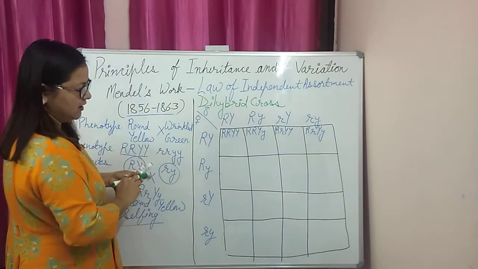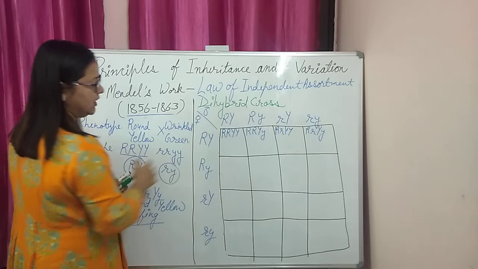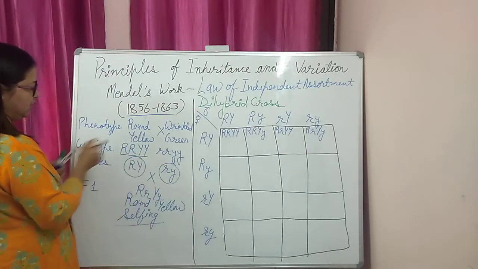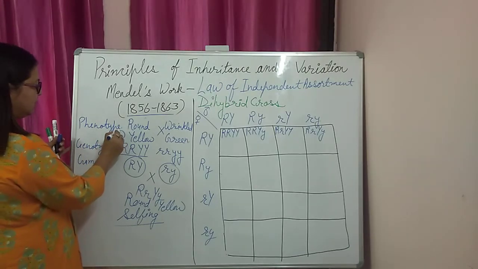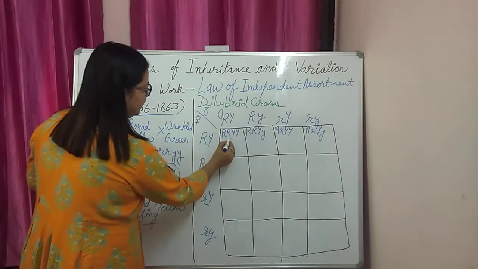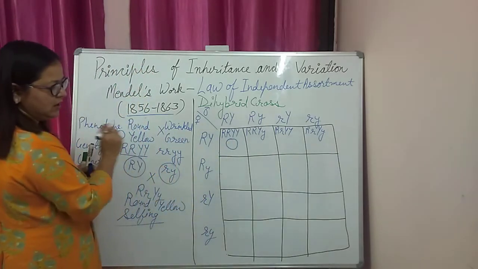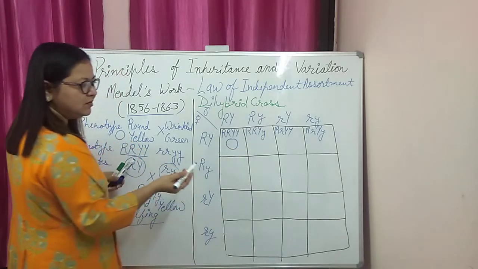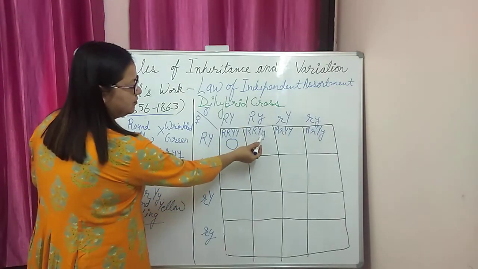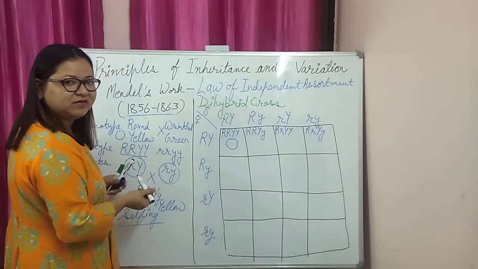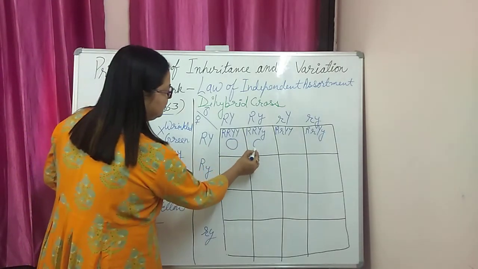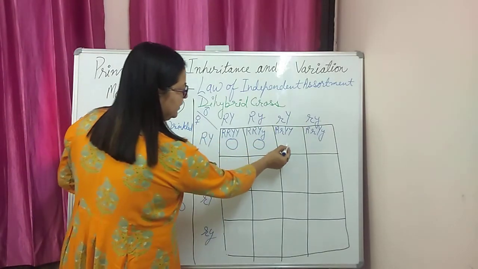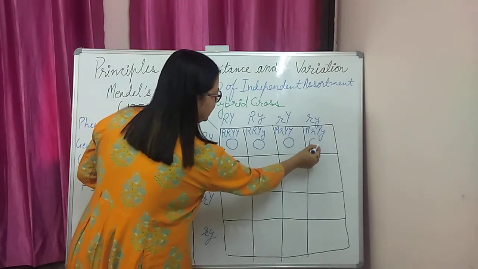Capital R and capital Y, this genotype will form the dominant character, that is round and yellow. If I use this for round and yellow, then I can draw it here, round and yellow. Again come to the next column. Capital R means it will be round. Capital Y, small y, a single allele is sufficient to express itself, so it will again be round and yellow. Come to the next, it will be round and yellow, round and yellow.